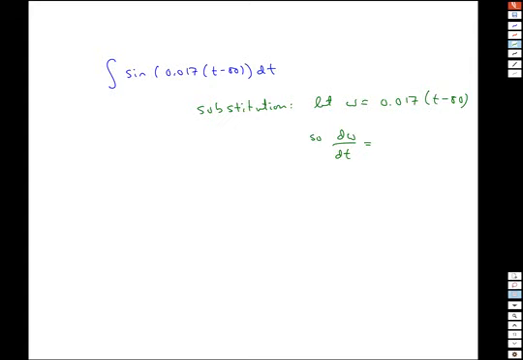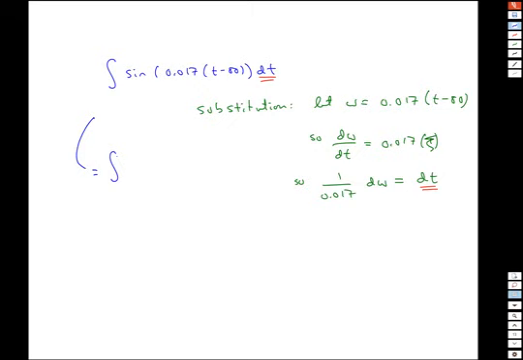We take the derivative of this. This is really simple. There's no sine or cos anymore. So you get just the 0.017 times the derivative of the inside there. That's just 1. Don't need to show that. So 1 over 0.017 dw gives us dt. And I want that because it's the same thing that's in our integral.